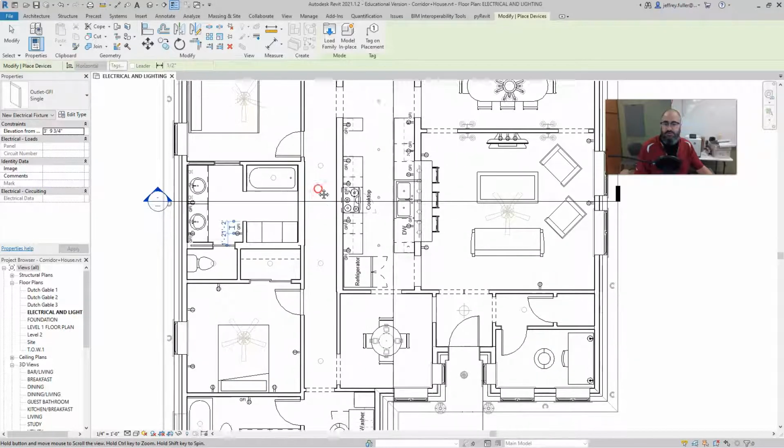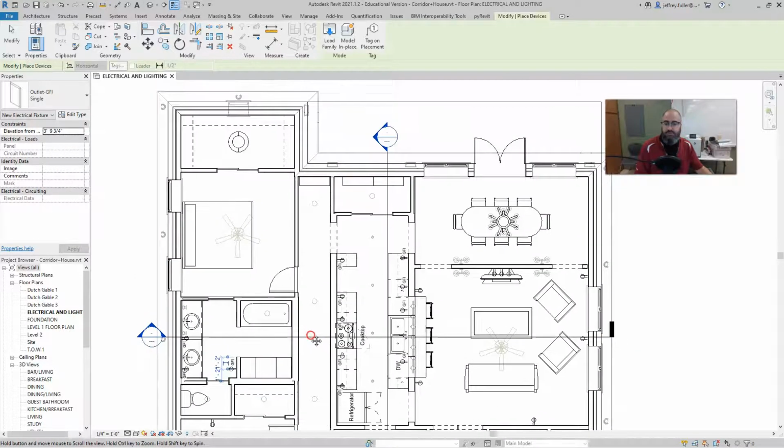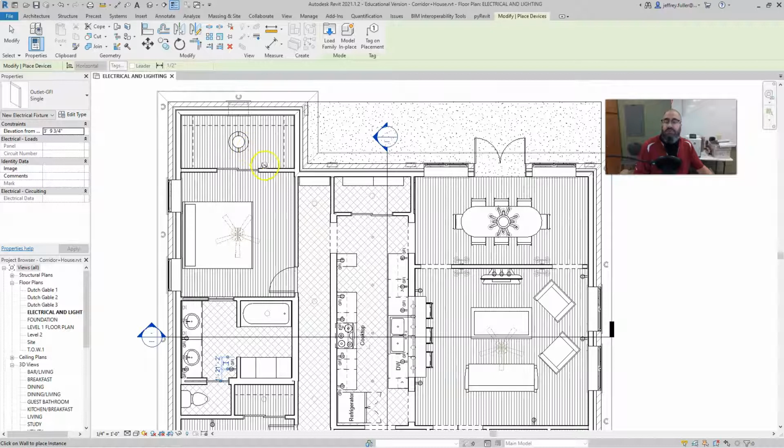Now, sometimes too, where is our master? I think this is our master closet. You can also put one or two in a master closet. So maybe they want to stand inside the master closet and iron their clothes. And it doesn't have to be a GFI like I just placed there. It could just be a regular receptacle.